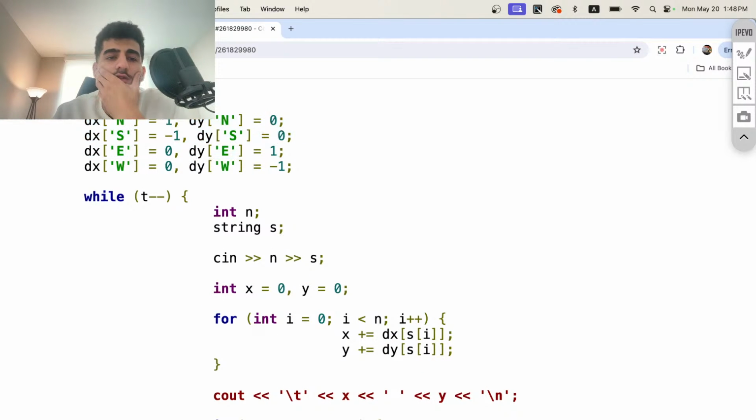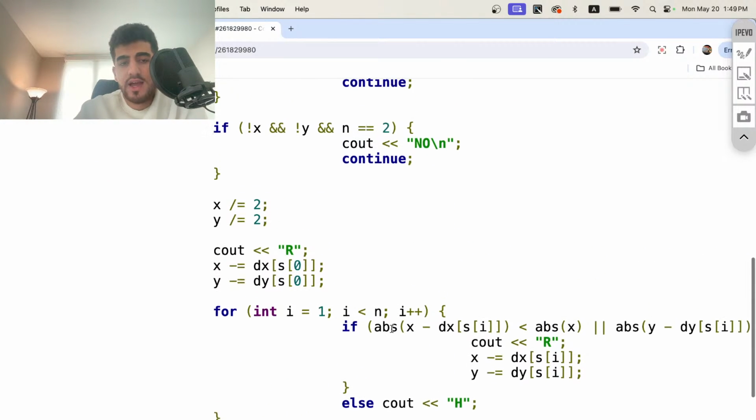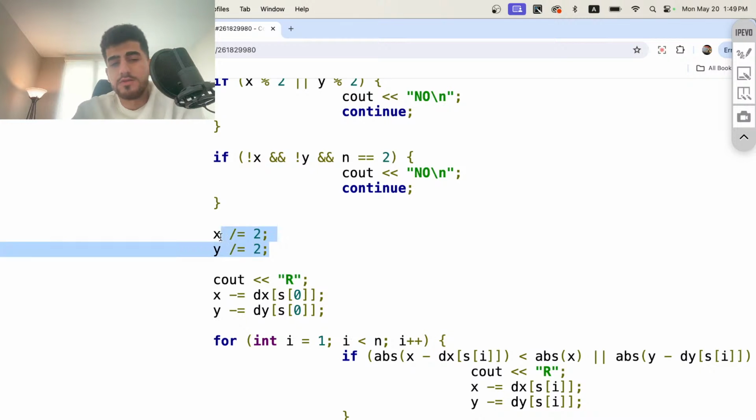The dx of north is 1, dy of north is 0. It means that north adds 1 to the x value and none to the y value. S adds -1 to the x value and none to the y value. E adds 0 to x, 1 to y. W adds 0 to x and -1 to y. So I calculate the sum of these, and then at the end I divide them by 2. Now our destination is x and y, because as I said, now x is equal to that capital X divided by 2.